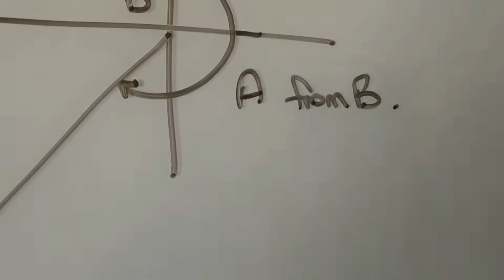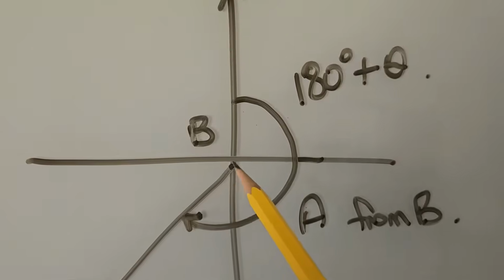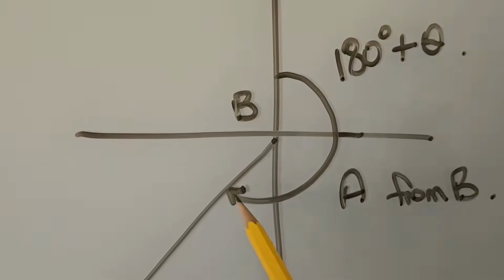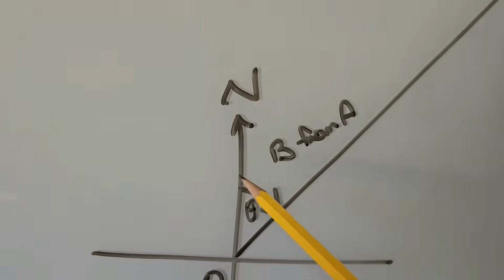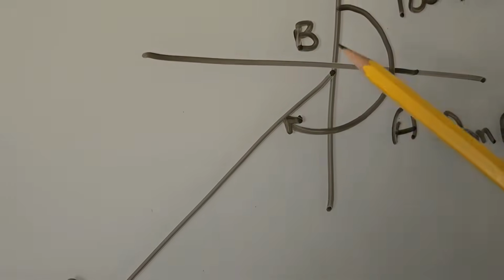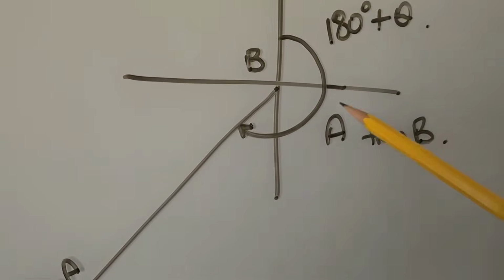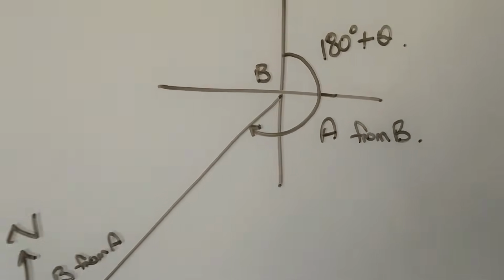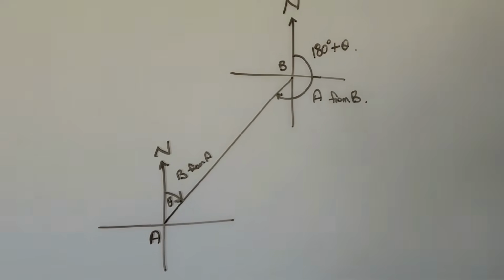Let's see what happens though to the bearing when we want the bearing of point A from point B. So starting at point B and facing north, we turn around in order to face point A. So if this angle here is theta, this angle here would also be theta because these two angles are alternate to one another. And if we add 180 degrees to that, we'll get the bearing of point A from point B. And that's why there's a 180 degree difference between the bearings of point A and B when we switch the points of reference.